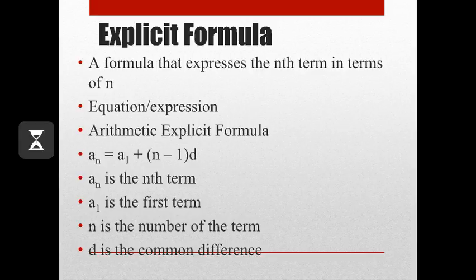So with the arithmetic explicit formula, take a look at this. You've got a sub n equals a sub 1, again your first term, plus n minus 1 times your d, which is that common difference. Look at the formula here. You've got a value all by itself, the y-intercept. You've got a variable times your common difference, aka slope. There's your linear equation, people. Anyway, just pointing that out to you.